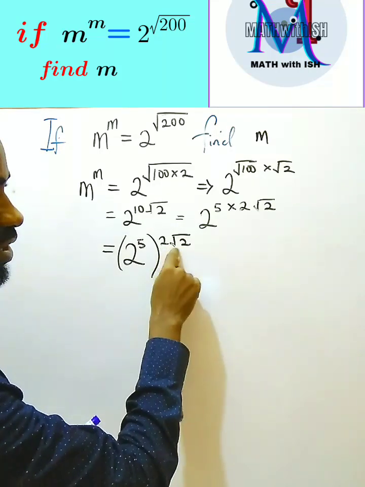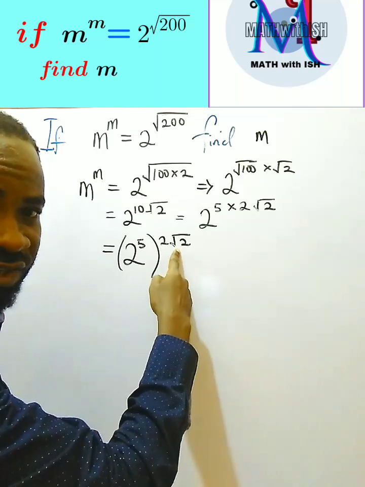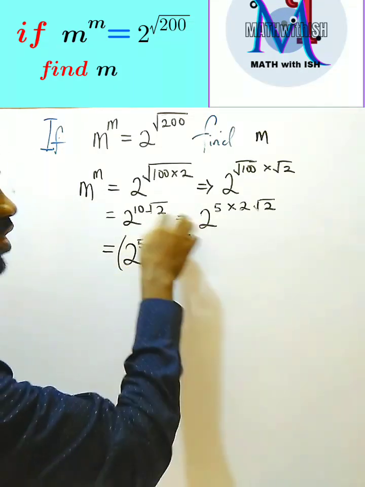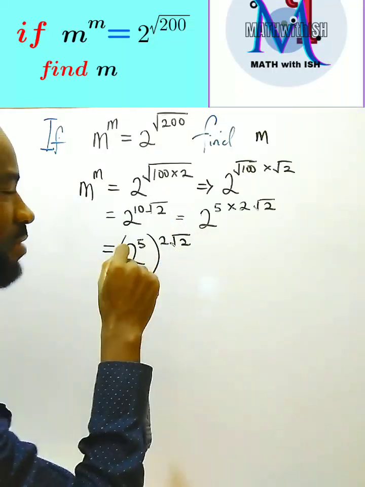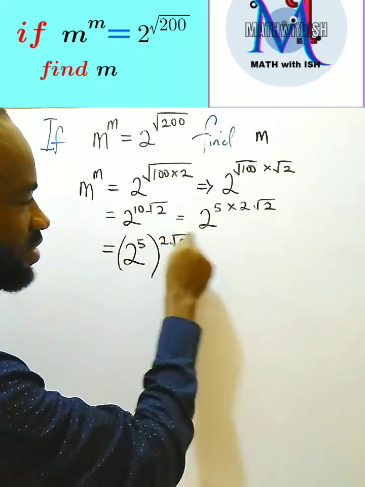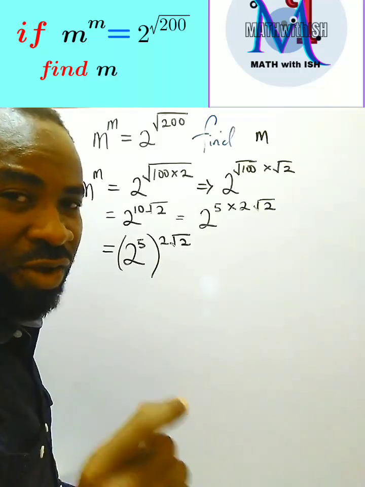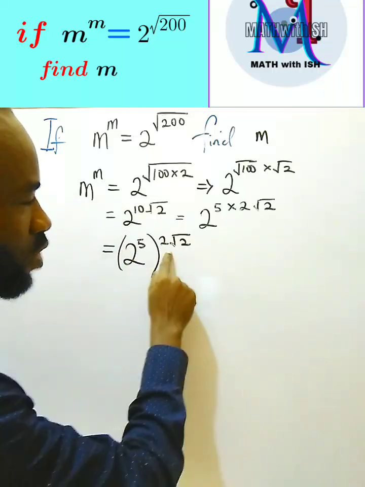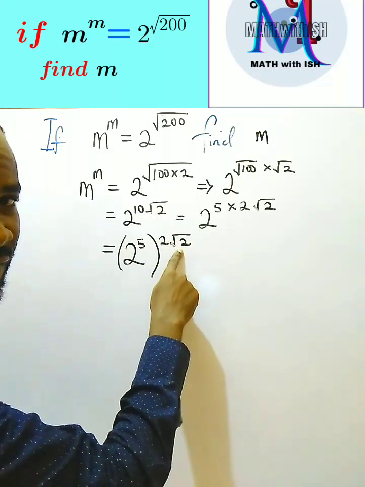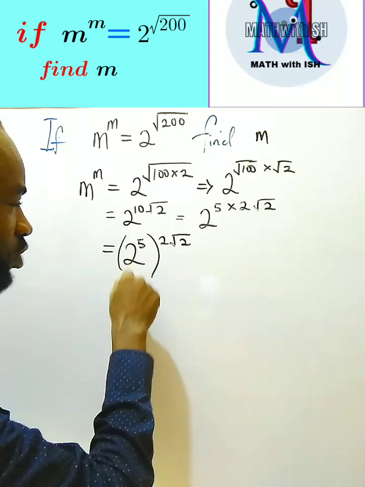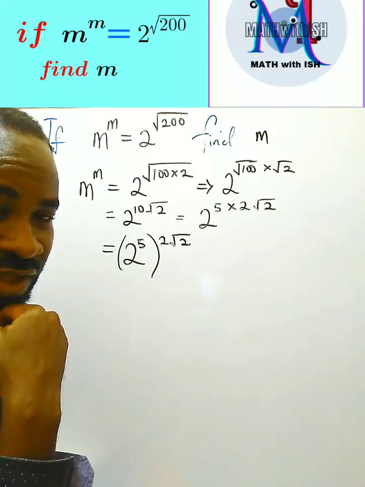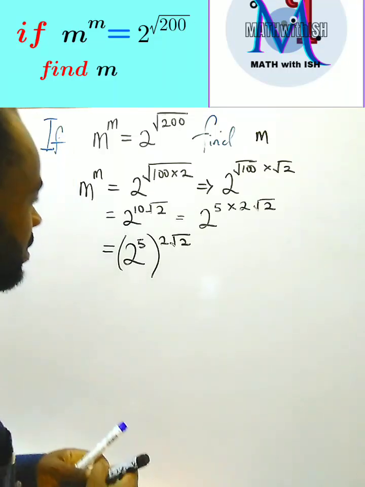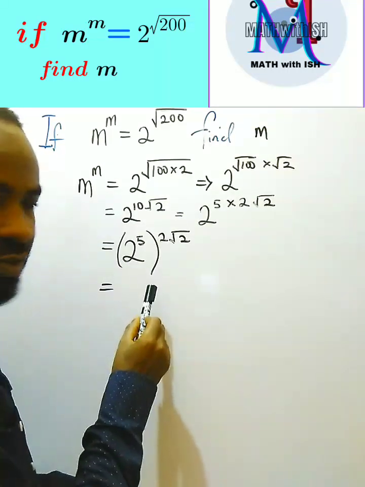Remember, the power here has a square root sign. Our aim is we want this base to be like whatever the power is. Since the power has a square root sign, we are also going to try to make this base have a square root sign, because there is no way we can get rid of this square root sign on this root 2. So we're also going to make this base have a square root sign. Our aim is that we want both the base and the power to be identical.